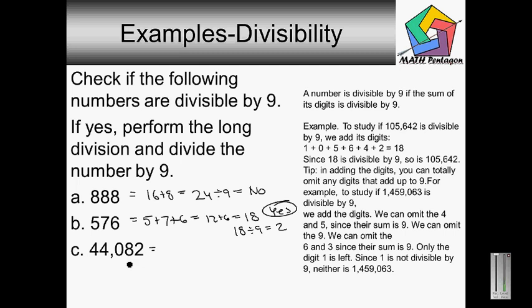We have 44,082, and we're going to add up the digits. 4 plus 4 is 8. 8 plus 0 is 8. 8 plus 8 is 16. And plus 2 equals 18. 18 divided by 9 equals 2. So yes, 44,082 is divisible by 9. So the answer is yes to this.